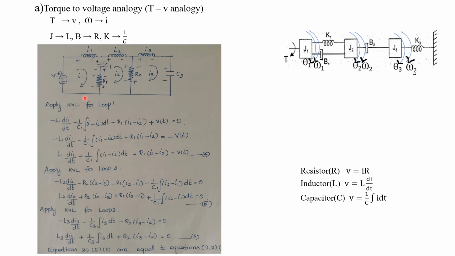Understood? So in this way we can complete all the elements of this loop 1. Similarly, we have to see this J2. In this J2, is there any applied torque? No. Torque is applied to this J1 only.